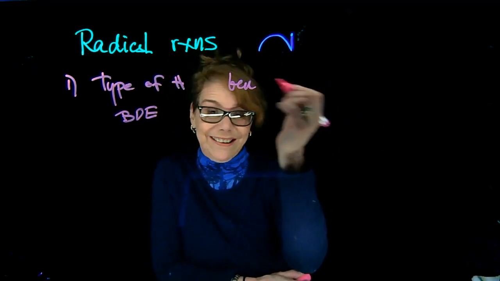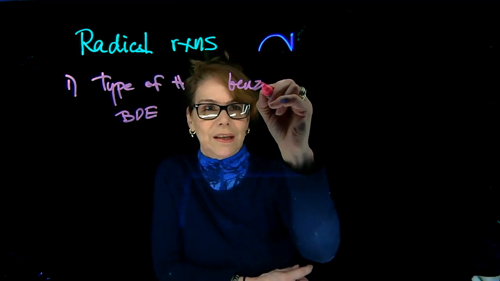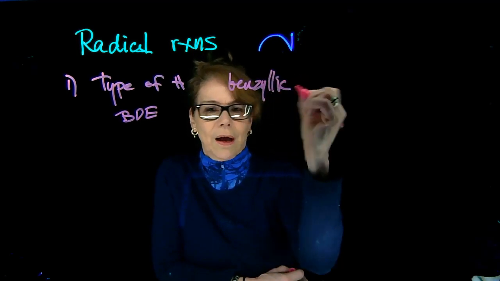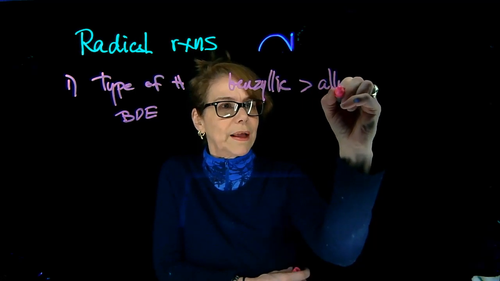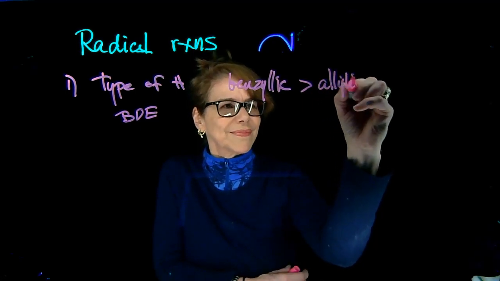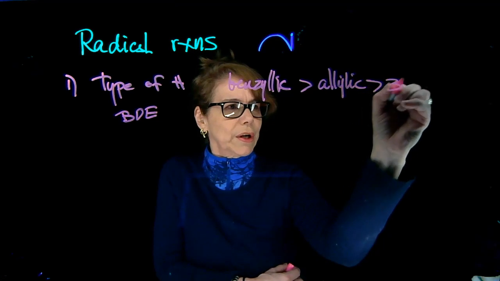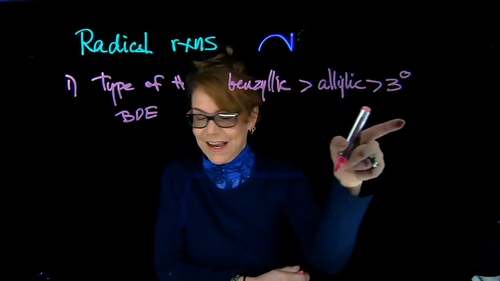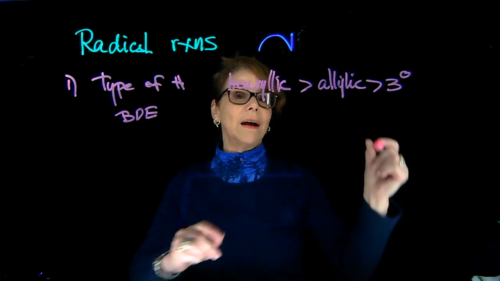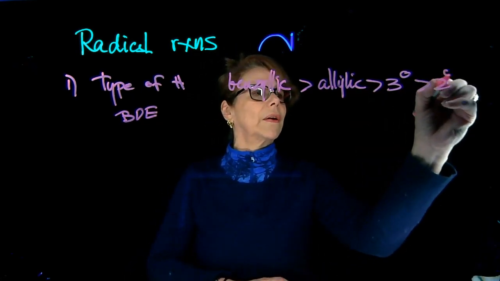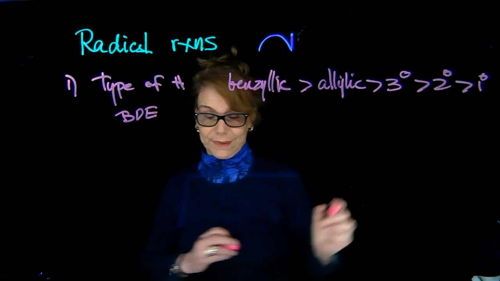So in general, it's much easier to extract a benzylic hydrogen than allylic. And then we have tertiary. So this is the easiest to break, right? And in that direction, the secondary, primary, methyl, and so on.